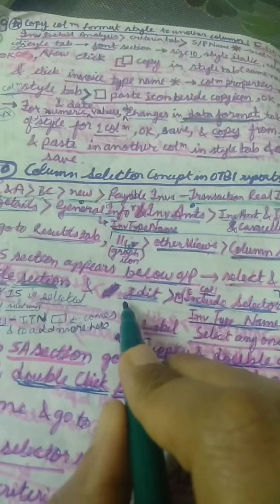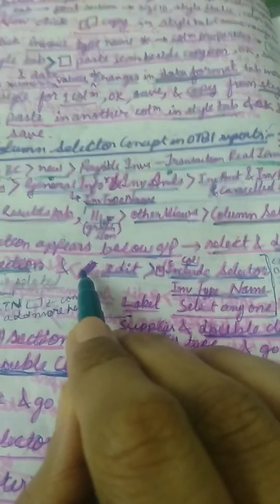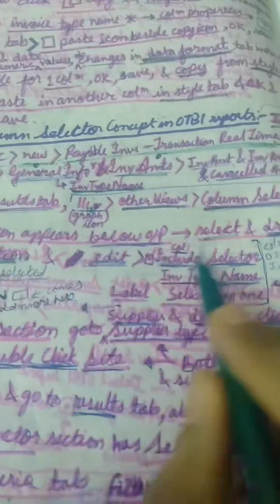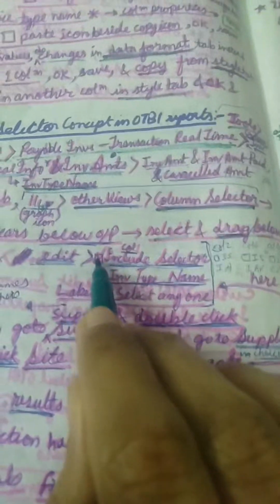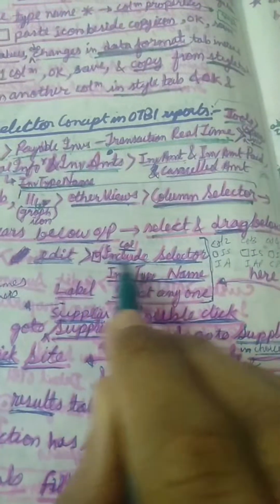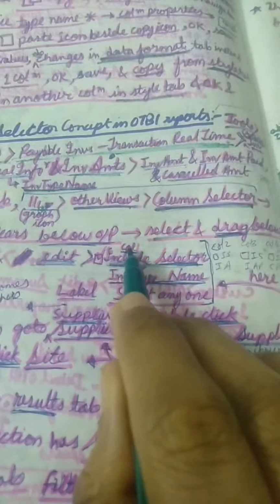Once I did the drag and drop, I'll click on edit in that column selector section. After that, this is how it looks. First, you have a checkbox for include selector. So you have column 1, column 2, column 3, all the column names. This is how it looks for the first column, second column, third column, whatever the columns are. It has a checkbox for include selector. After that, you have the column name.